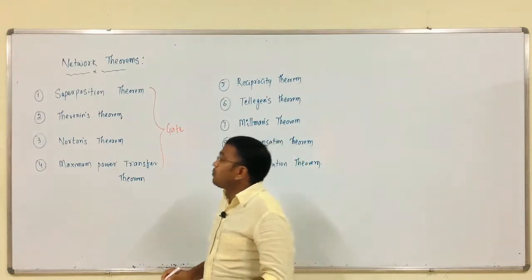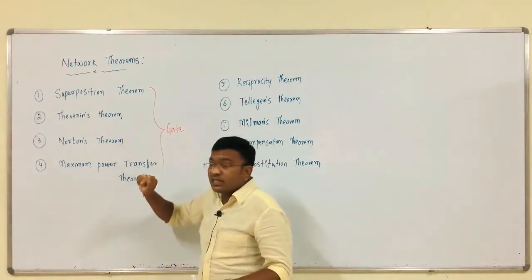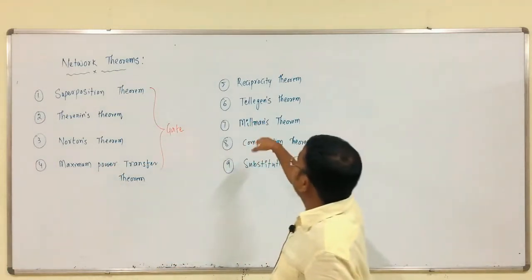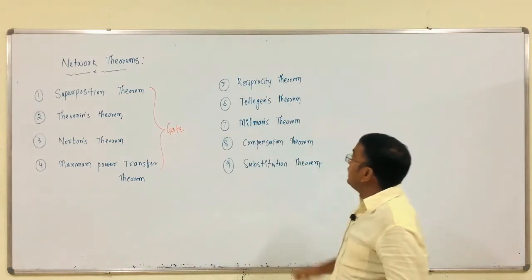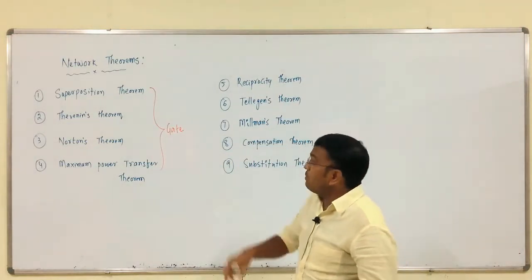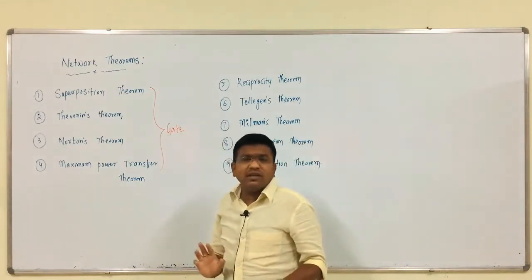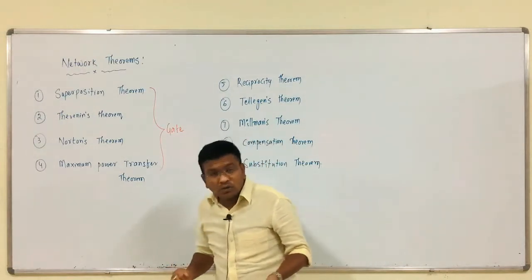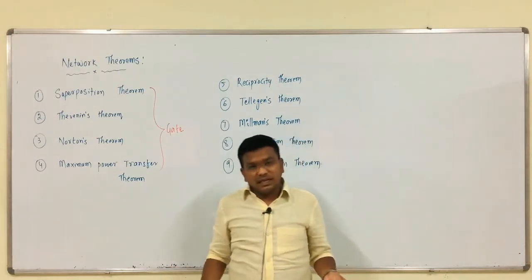That is superposition theorem, Thevenin's theorem, Norton's theorem, maximum power transfer theorem, and the remaining theorems are reciprocity theorem, Tellegen's, Millman's theorem, compensation theorem and substitution theorem. But these 4 are very important. So, why do we need these theorems? In order to simplify the more complex circuit.